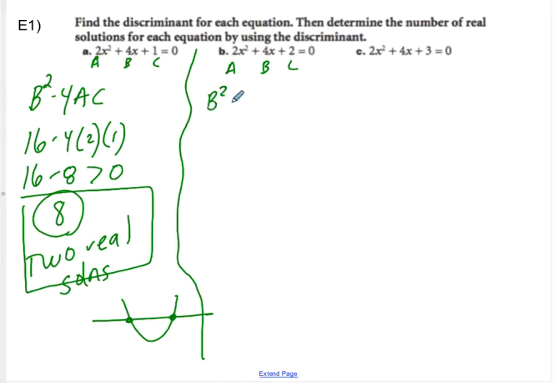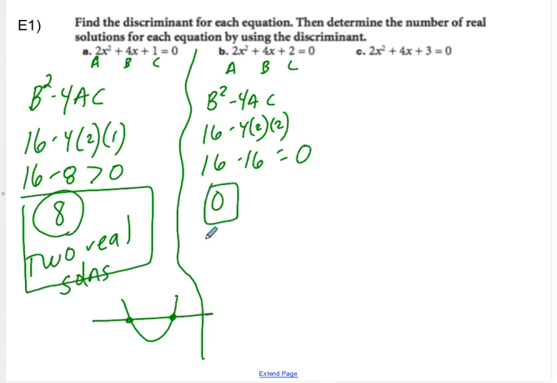So b squared minus 4ac is going to be 16 minus 4 times 2 times 2, which I'm pretty sure is 16 minus 16, or 0. So my discriminant is 0, which means that there is one real solution, right? It's a double root. It occurs twice.